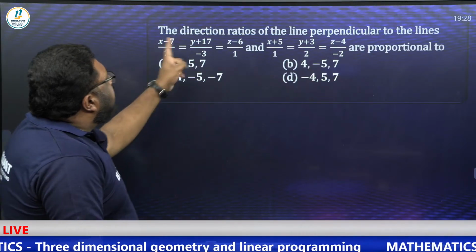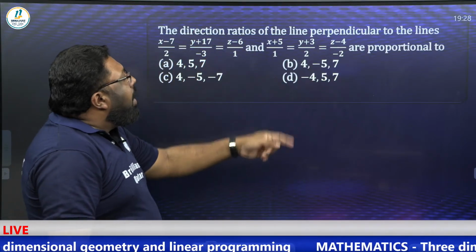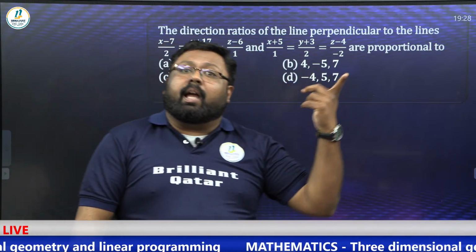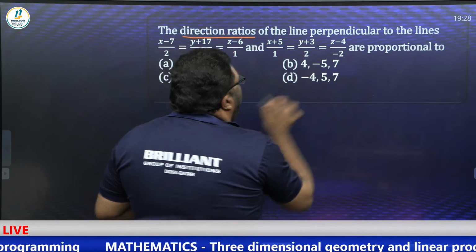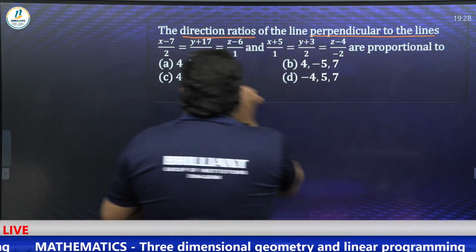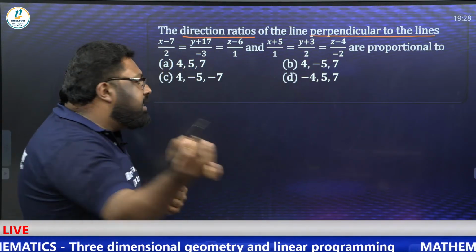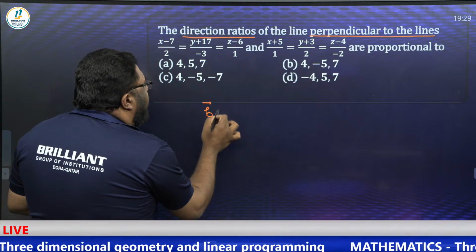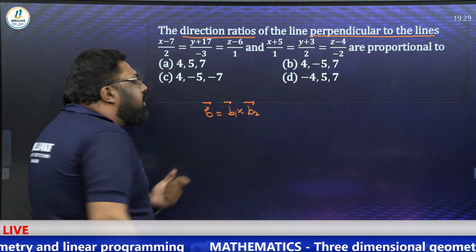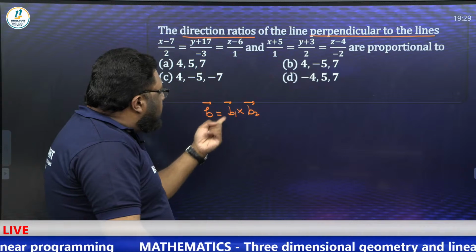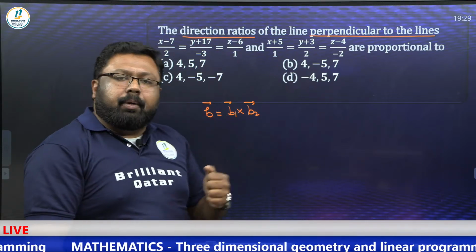Okay, now the direction ratios of the line, this time they're giving two lines. How do you find the direction ratios of a line perpendicular to the two lines? Logic very simple. Yes, it's a very, very common 5-mark type we study in class. But this time I only ask you to find the direction ratios. That is, just take b1 cross b2.